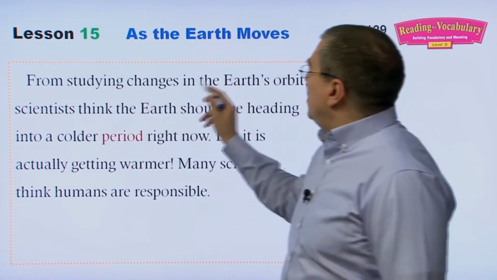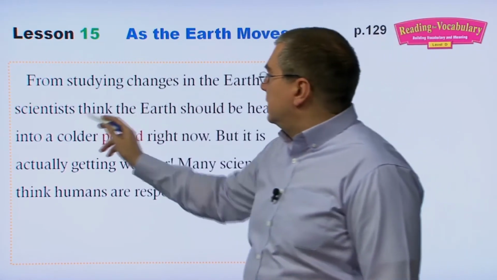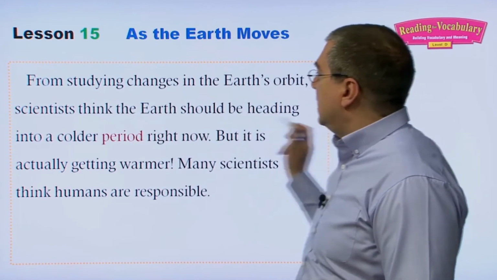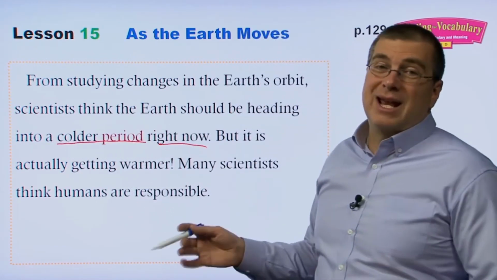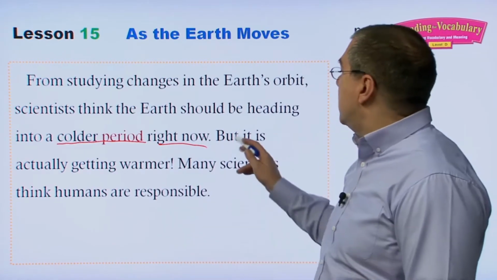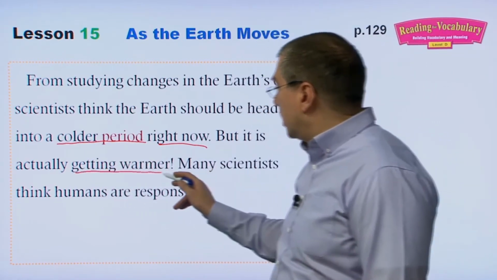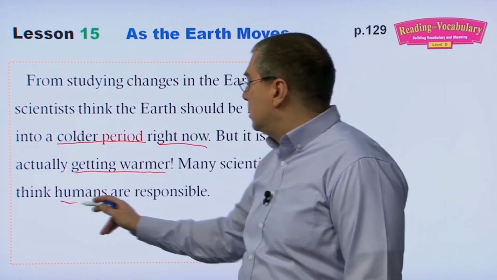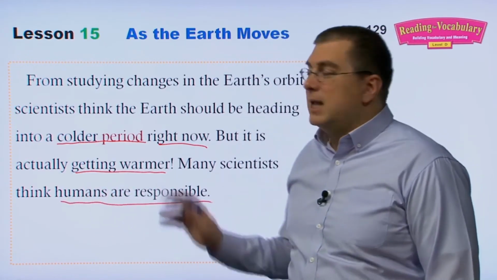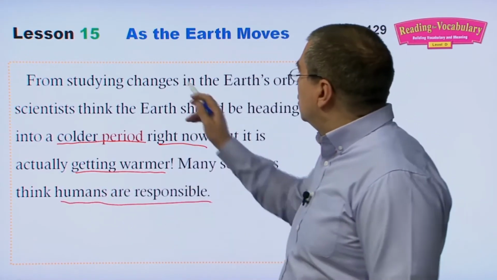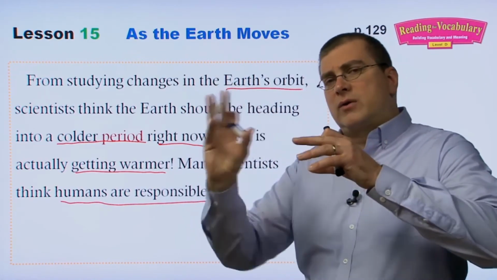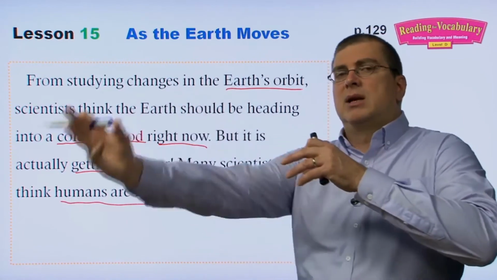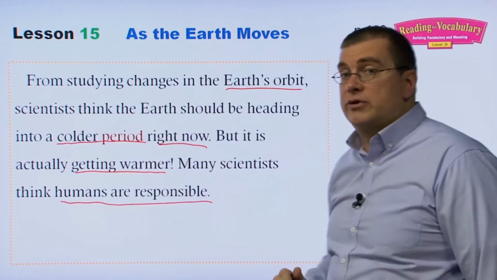From studying changes in the Earth's orbit, scientists think the Earth should be heading into a colder period right now. Again, right now means over the thousands of years. But it is actually getting warmer. Many scientists think humans are responsible. Okay, so scientists will study changes in the Earth's orbit. They'll look at how the Earth's orbit changes. Not a perfect circle, but you know, sometimes further, sometimes closer.